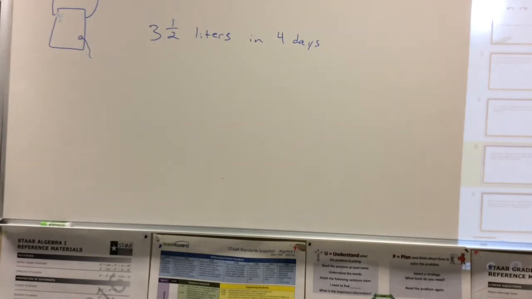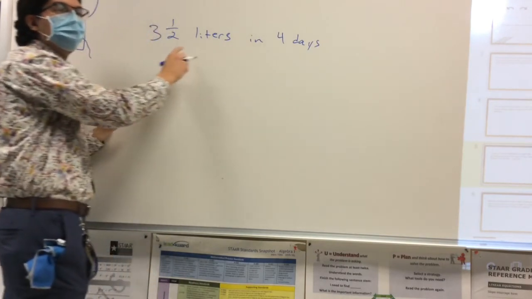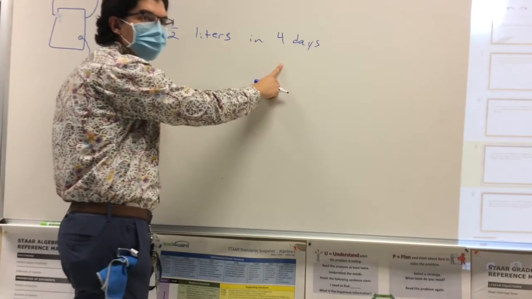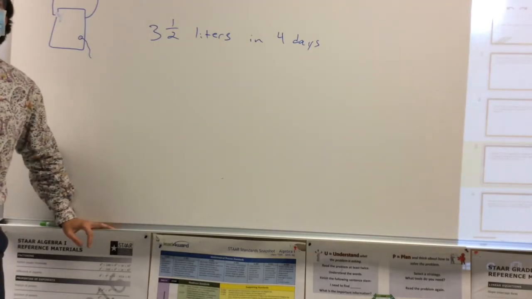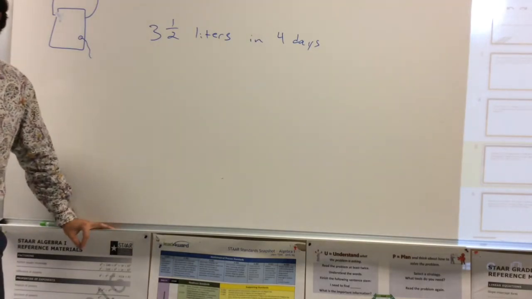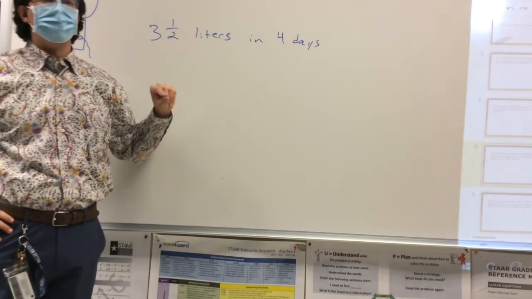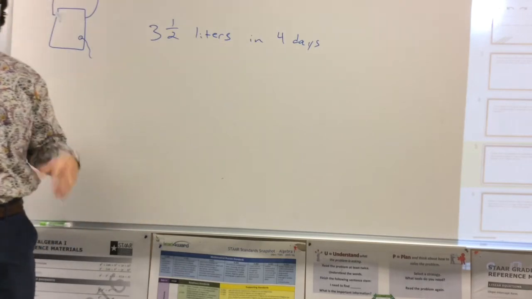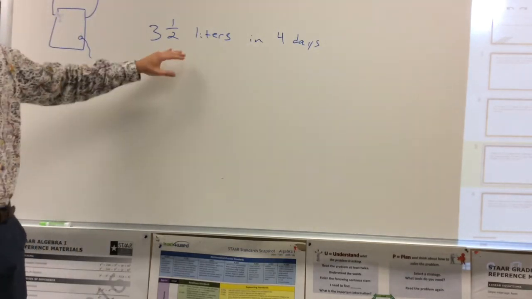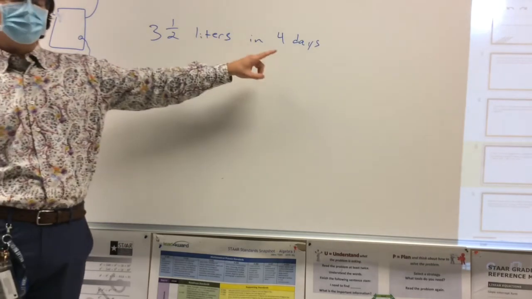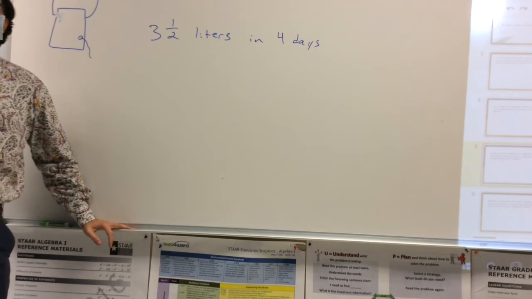So let me ask you this. Am I going to do 3.5 liters divided by 4 days, or am I going to do 4 days divided by 3.5 liters? Let me rephrase my question. Am I trying to figure out liters or days? I'm trying to figure out how many liters per day, right? So do I want to divide out my number of liters by days or my days by liters? Liters by day.